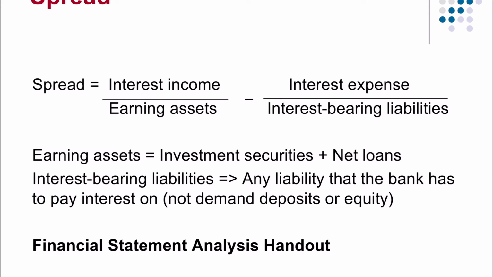So what we're going to do now is we're going to do an analysis and apply these ratios and our understanding of the balance sheet to Bank of America's balance sheet, and then assess the financial strength, or do a financial statement analysis.